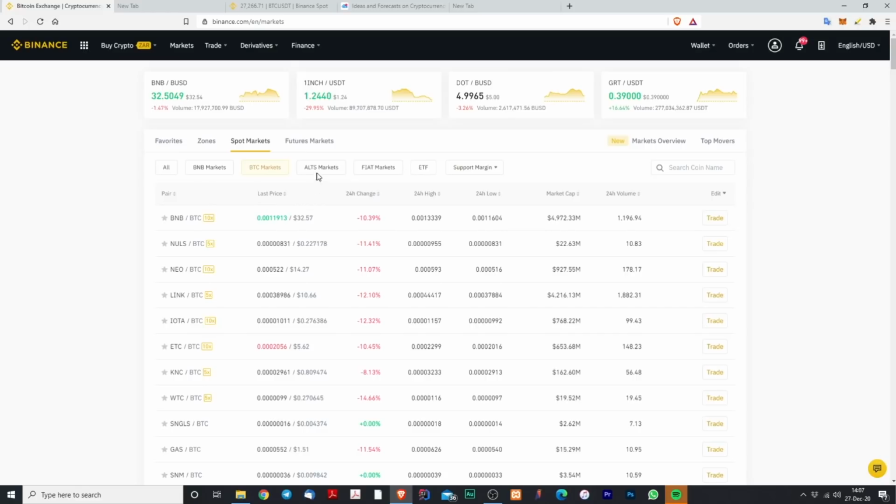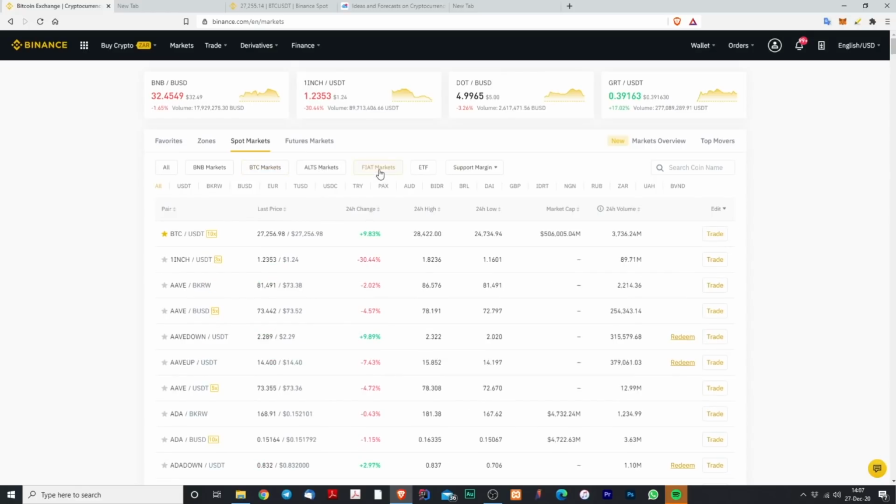You can also select fiat markets. By default, Binance uses USDT as its fiat, or sometimes they may use BUSD. USDT is a stablecoin. Most of you guys already know. It's kind of like a dollar. It's a cryptocurrency, but it's like a dollar because it's one-to-one to the dollar.